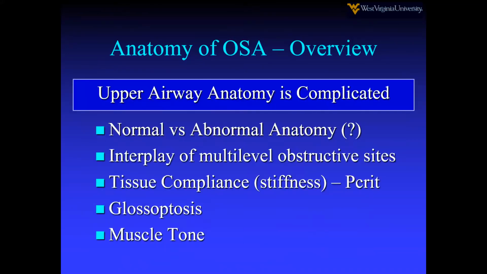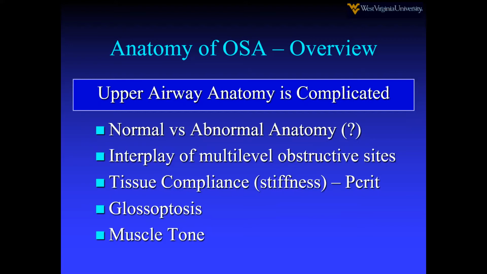Upper airway anatomy is complicated because who's to say what's normal versus what's abnormal? Sometimes things are obvious, but many times not very obvious. And then there's the interplay between multiple obstructive sites. And the question of tissue compliance or stiffness varies between individuals. This is a measure of critical closing pressure: why some people will obstruct with a lesser negative pressure, and for others it takes a higher negative pressure.